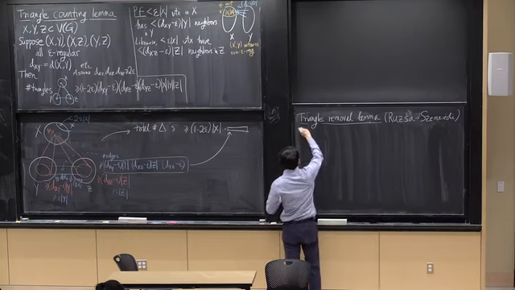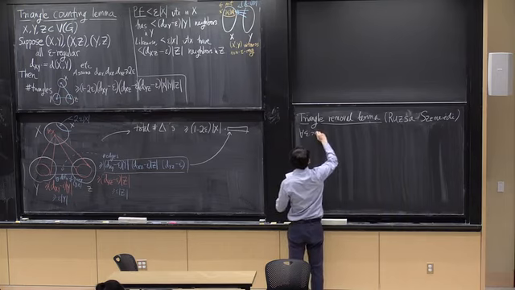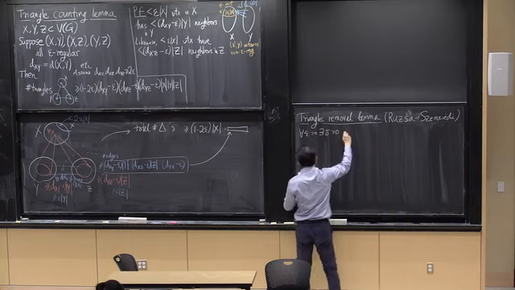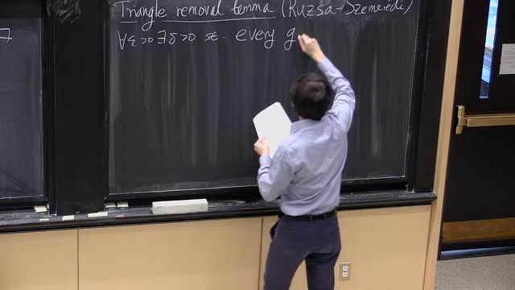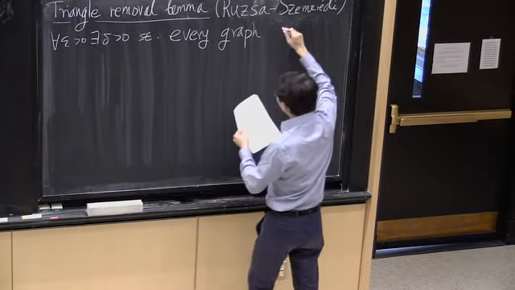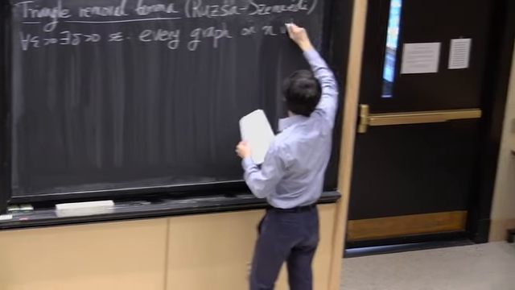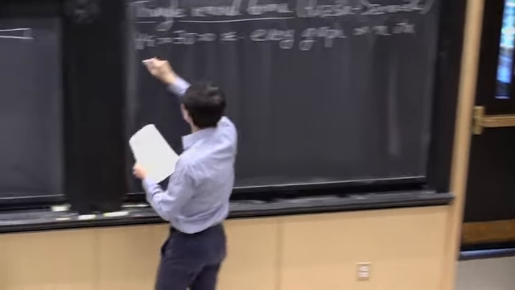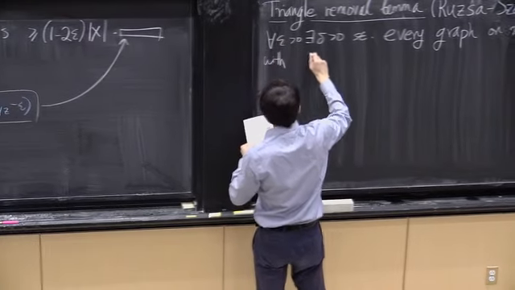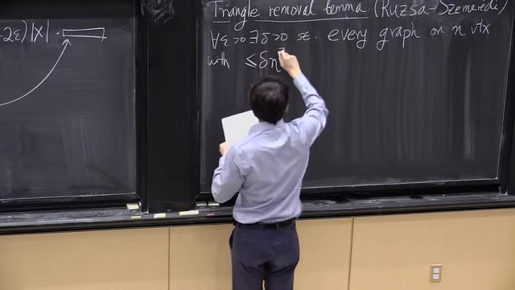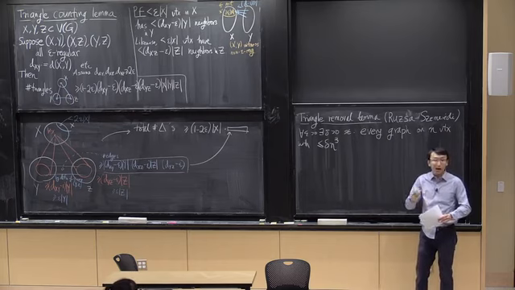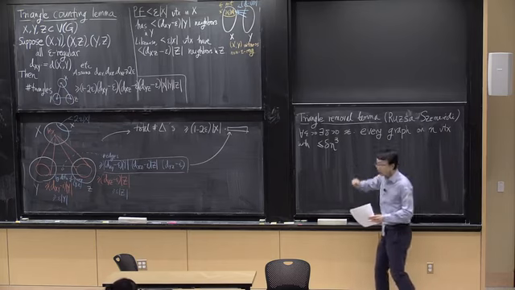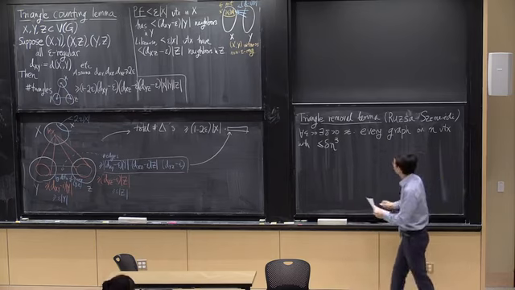Here's the statement. For every epsilon, there exists a delta such that every graph on n vertices with a small number of triangles, okay, so small number of triangles means a negligible fraction of all the possible triples of vertices are actual triangles. So fewer than delta n cubed triangles.